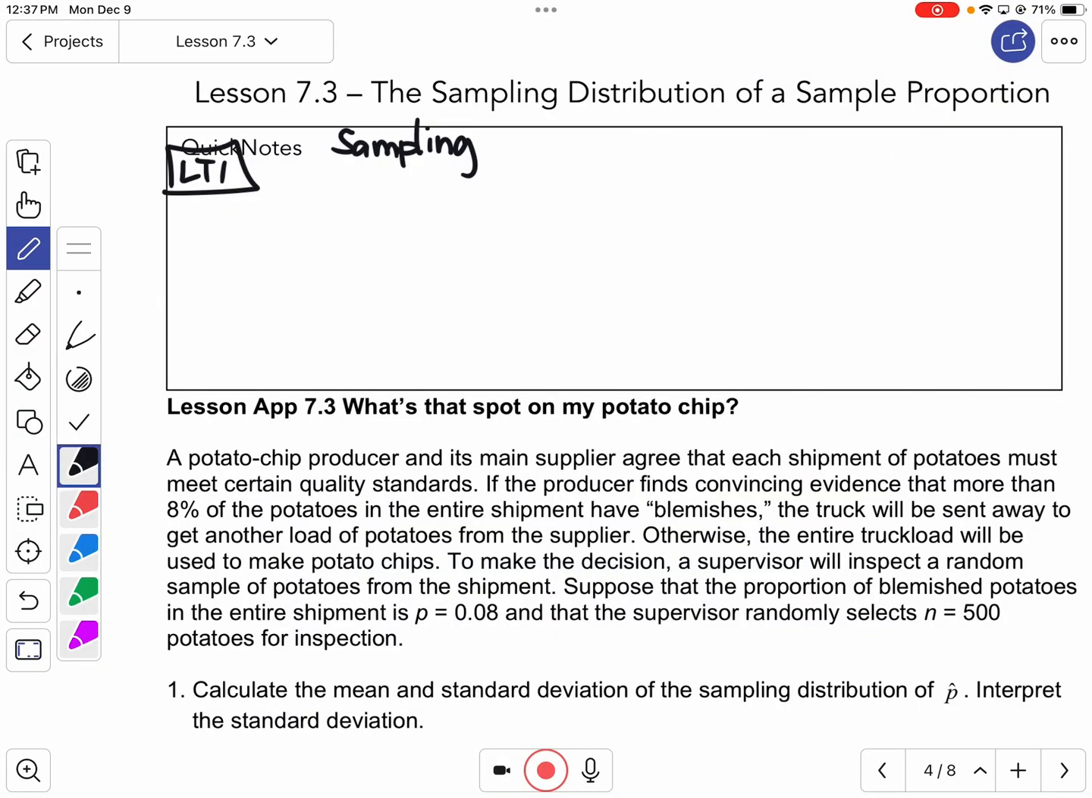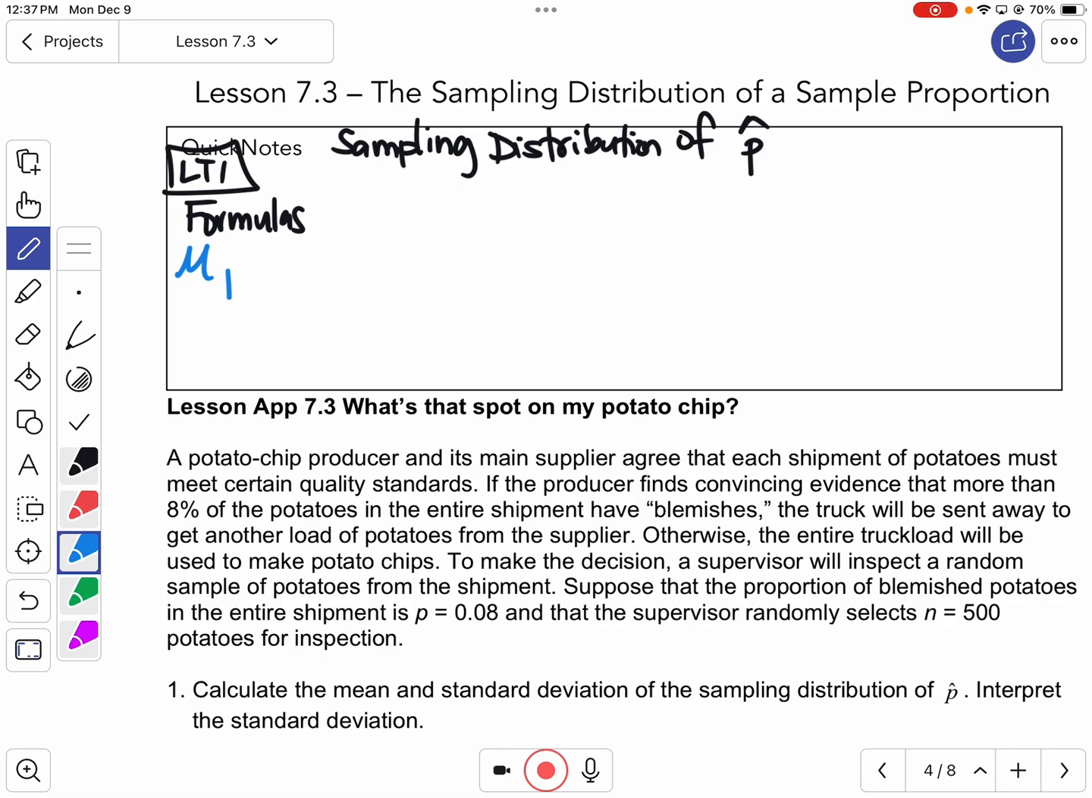Okay, so we're talking about the sampling distribution of our sample proportion. Everything has to do with that sample proportion. We're going to look at it as a decimal. Here are the two formulas that we're going to use. These are the ones we need to know.